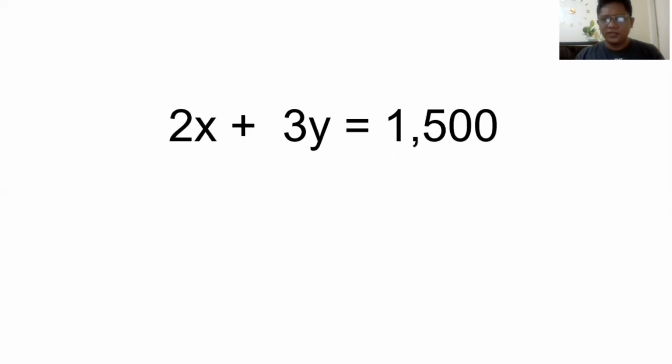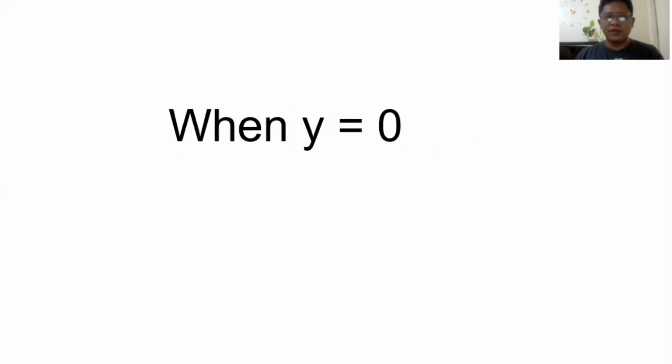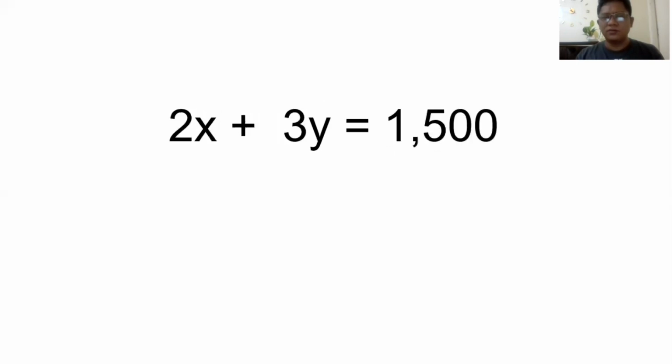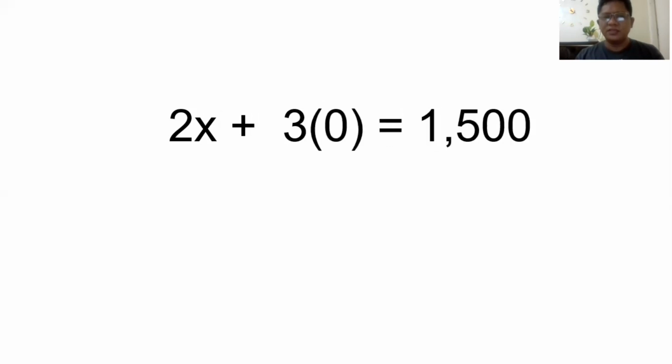Going back to our original equation, 2x plus 3y equals 1,500. Just now we assumed that x is 0. Now let's solve when y is 0. It's still the same, 2x plus 3y equals 1,500, but this time y is 0. So this portion is 0, and you will have 2x equals 1,500.